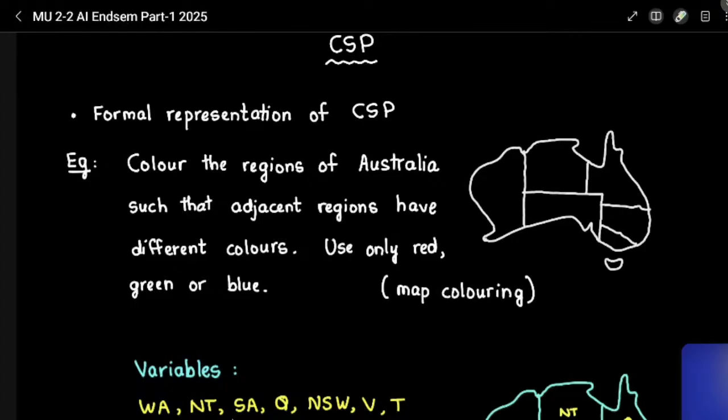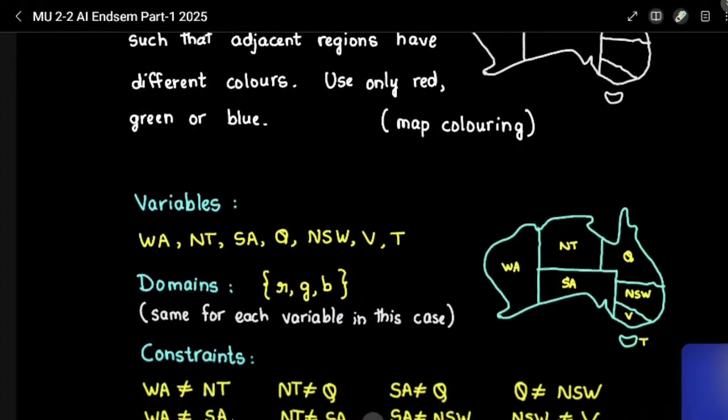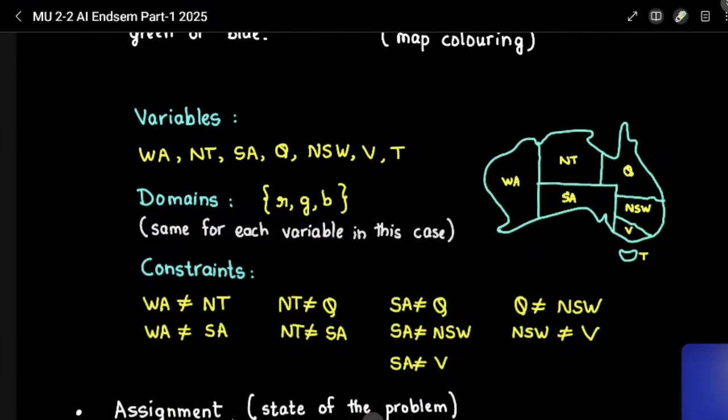So in CSP, we know there are three things, right? Variables, domains, as well as constraints. So we'll be converting this problem into CSP using these three things. So here variables are nothing but the regions. We have 1, 2, 3, 4, 5, 6, 7 regions. So we have 7 variables. You can name them whatever you want.